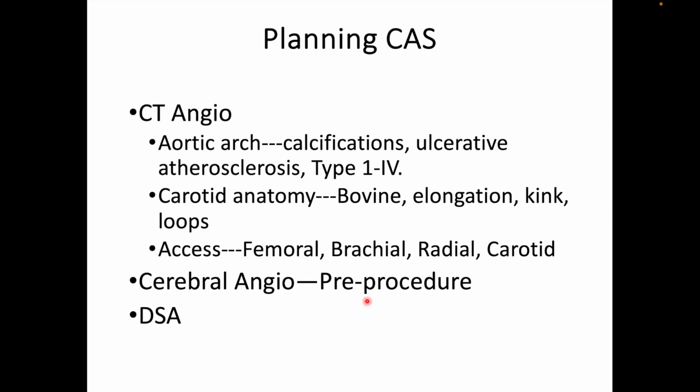Once you've taken the patient onto the table, you must do cerebral angiogram after your carotid angiogram and before you do any intervention, because you have to do cerebral angio before procedure, then do a cerebral angio after the procedure, and you have to compare the two to make sure you've not lost any of the cerebral arteries and the patient has not had a procedural stroke. And DSA is a must. You must do DSA for all peripheral and carotids and strokes. You must do DSA and use road mapping technology.